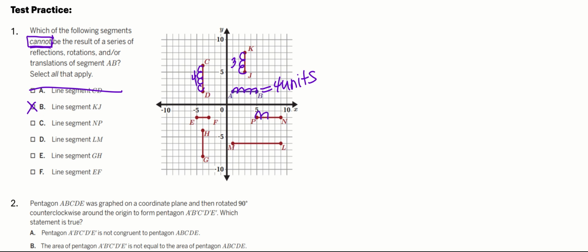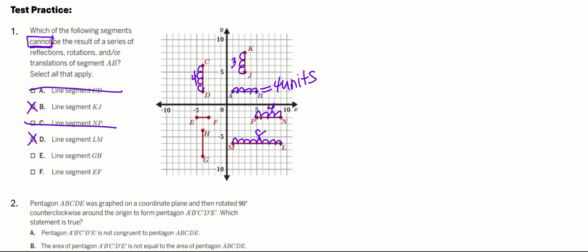NP is 1, 2, 3, 4. That's congruent. Not gonna, that's what they don't want me to look at right now. LM is 1, 2, 3, 4, 5, 6, 7, 8. All right, that cannot be the result because it's not congruent.